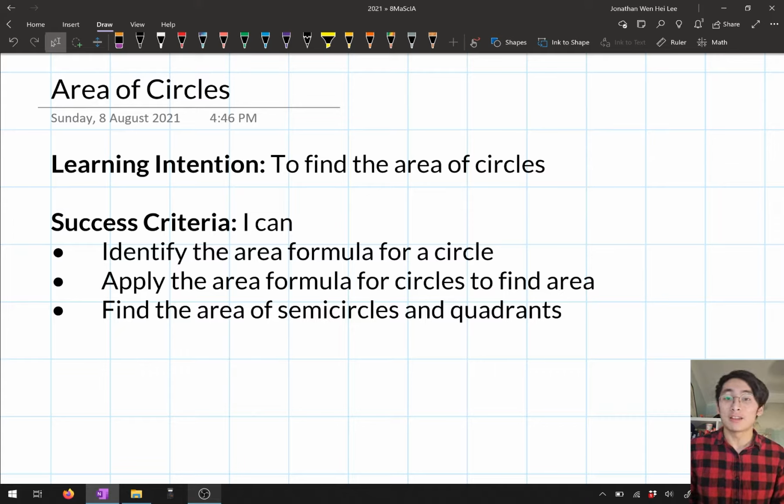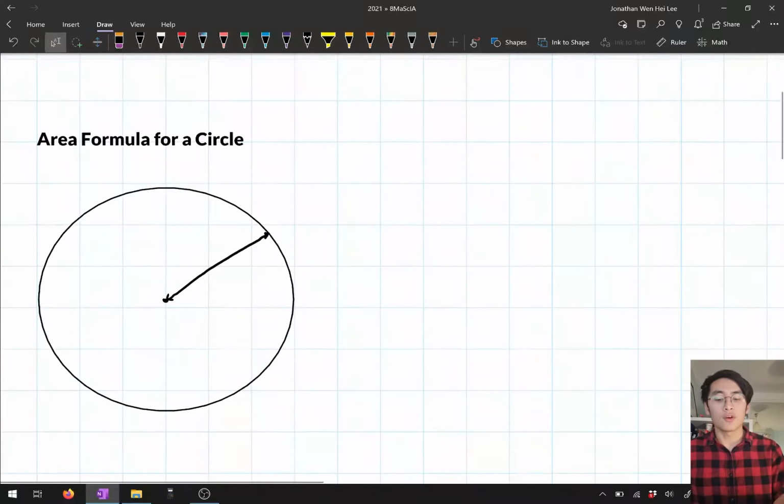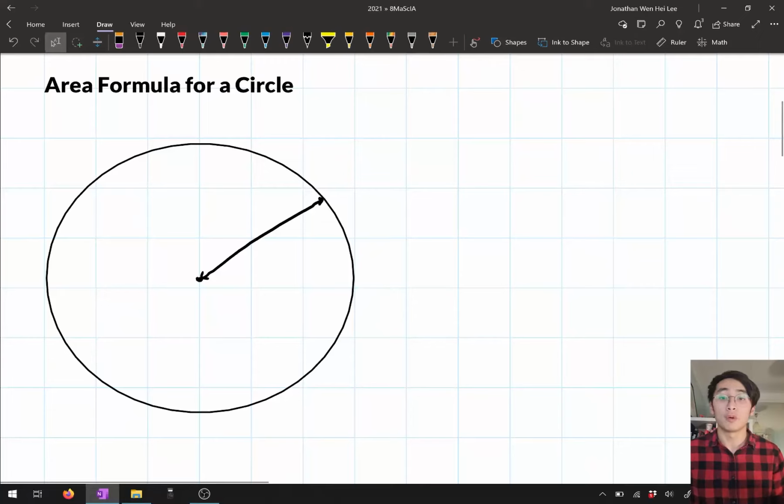So for today's lesson, we want to be able to find the area of circles, and we want to be able to identify the area formula for a circle, apply the area formula for a circle to find area, and find the area of semicircles and quadrants as well. So let's get started. First of all, we need to talk about finding an area formula for a circle.